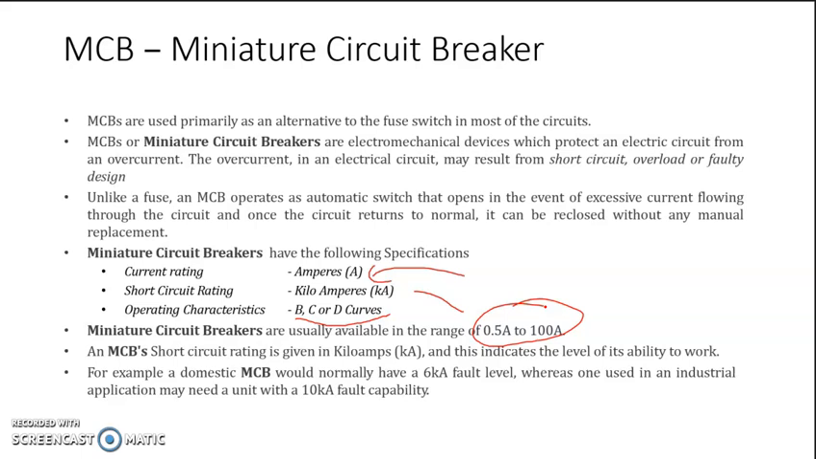The MCB short circuit rating is the level of its ability to work in the case of a short circuit. A domestic MCB will work at a 6 kiloampere fault level. For industrial applications, it may have a 10 kiloampere fault capability. All these MCBs have standard dimensions. Whatever the manufacturer, the size of the MCBs will be the same, so in a box we can put MCBs from different manufacturers.